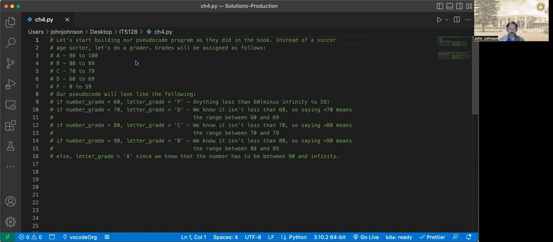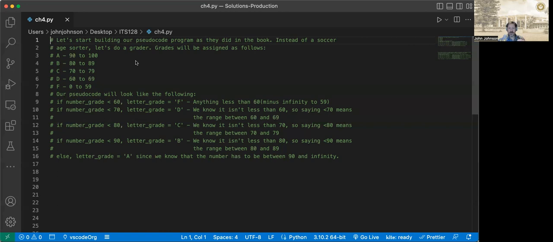If number grade is less than 60, letter grade equals F. If number grade is less than 70, letter grade equals D. So on the first thing here that we have, if number grade is less than 60, letter grade equals F, that means that anything less than 60, in other words, minus infinity to 59, all that's going to be an F. So once we've gone through that one, we get to the next level.